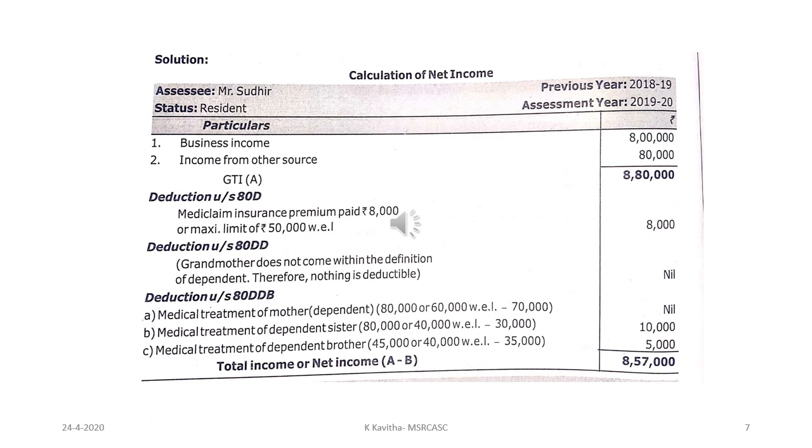So put together 8,000 under 80D. Under 80DD, your grandmother's treatment will not be considered. Under 80DDB, you are eligible to claim 15,000. So after deducting the deductions, your total taxable income or net income comes to 8,57,000.